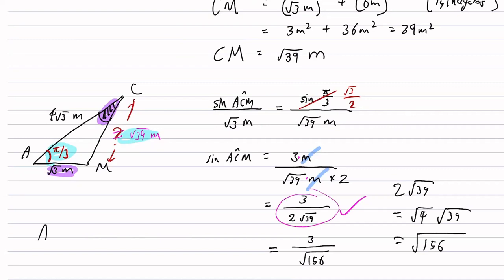So therefore, angle ACM is actually what? Sine inverse of 3 over 2 root 39. Right? Did I do something wrongly?